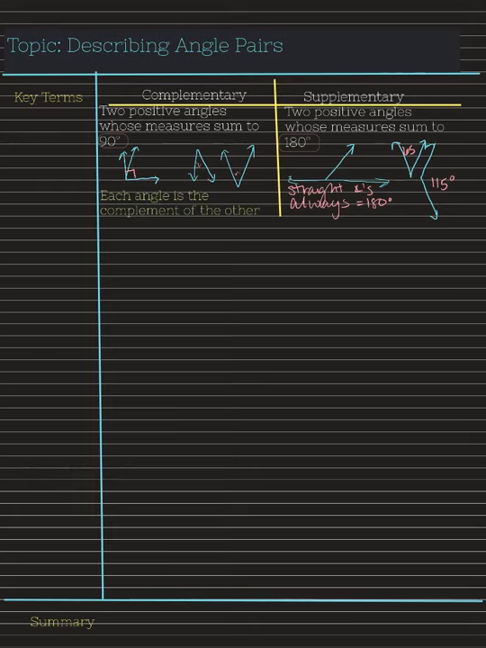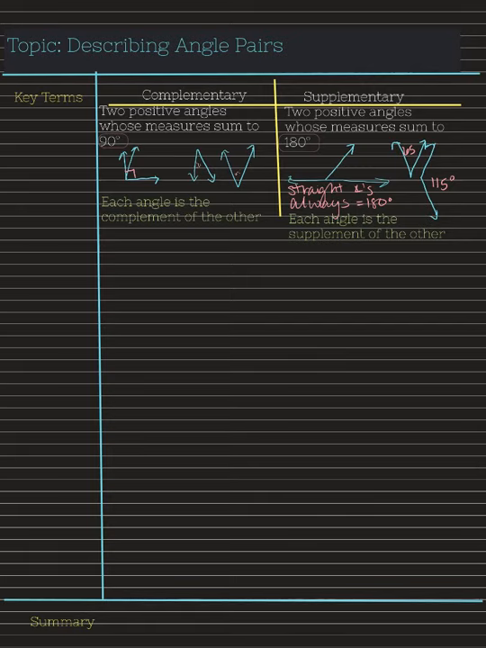Here I have 65 and 115. If I add those together, I get 180. So even though they're not sharing a side like this one, they are still supplementary angles. All right, each angle is the supplement of the other.